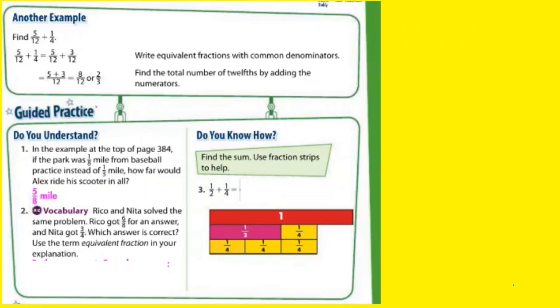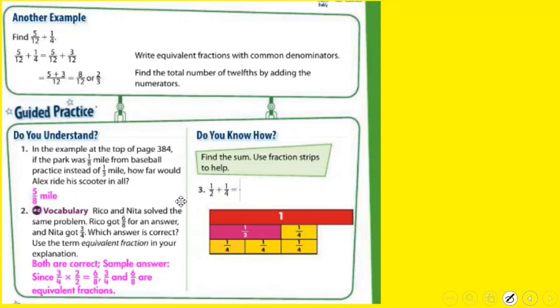Rico and Nata solved the same problem. Rico got 6 over 8 for an answer, and Nata got 3 over 4. Which answer is correct? Use the term equivalent fraction in your explanation. Both of them are correct because 3 over 4 times 2 over 2 equals 6 over 8, so 3 over 4 and 6 over 8 are equivalent. If you divide both numerator and denominator by 2, 6 divided by 2 equals 3, and 8 divided by 2 equals 4.